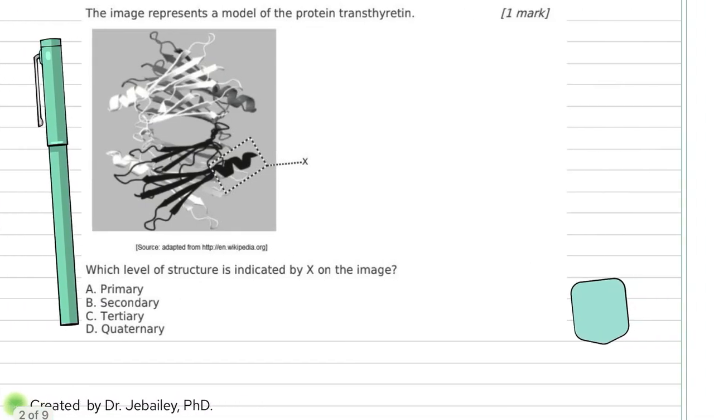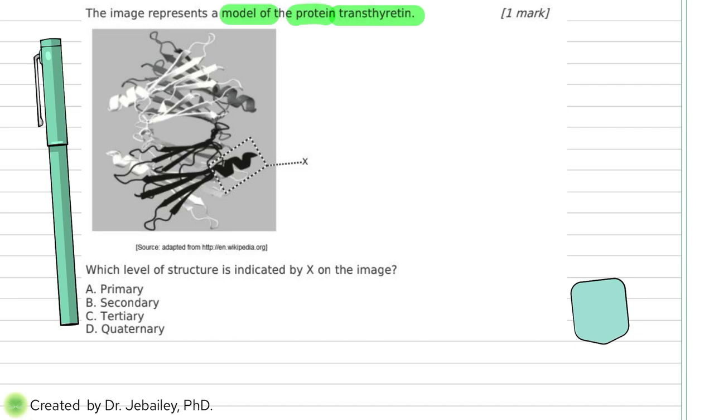So first, let's look at the first question. Just remember to read the question 3 times as well as the options, because sometimes the options are very tricky and there might be 1 or 2 words that will trick the whole thing. So here we have the first question, and it says the image represents the model of a protein transferrin.